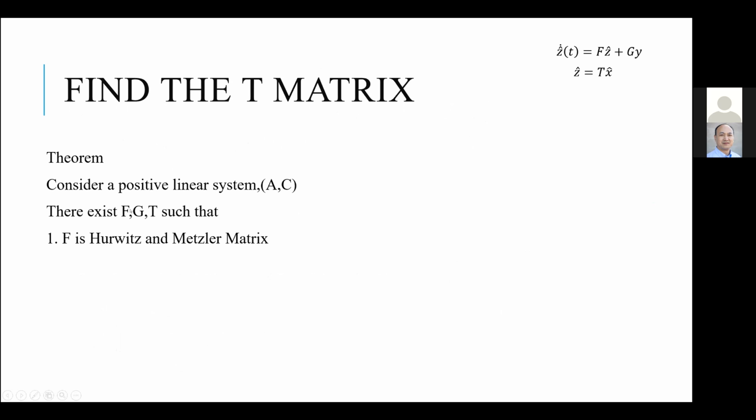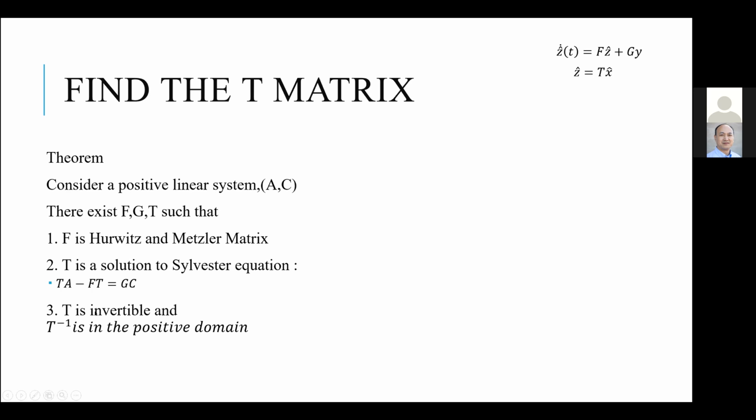So there is F, G and T, where T is a transfer matrix. You just find the F, that is Hurwitz, and the Metzler matrix, and then you just solve for T. It's just solve the T, that's it. And then you just see if the inverse of T is positive. So if T inverse is positive and it's non-singular, you are right.